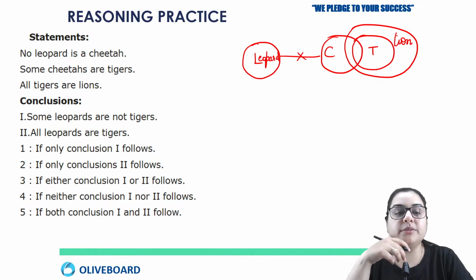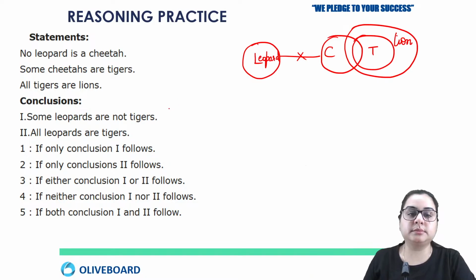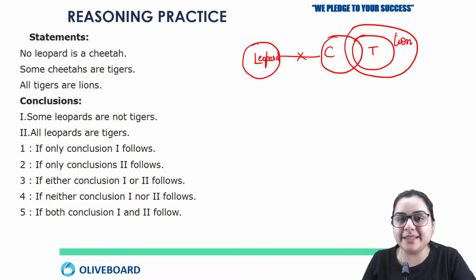Okay, Ujjwal is saying only one follows. So the first conclusion is that some leopards are not tiger. Leopards have a negative relation with only cheetah, and by default some part of tiger is coming in cheetah. That doesn't mean that some leopards are not tiger. All leopards can come in tiger, because leopards cannot go in cheetah. But there is also some area of tiger which is outside cheetah. So if all leopards can come in tiger, then I cannot say that some leopards are not tiger.